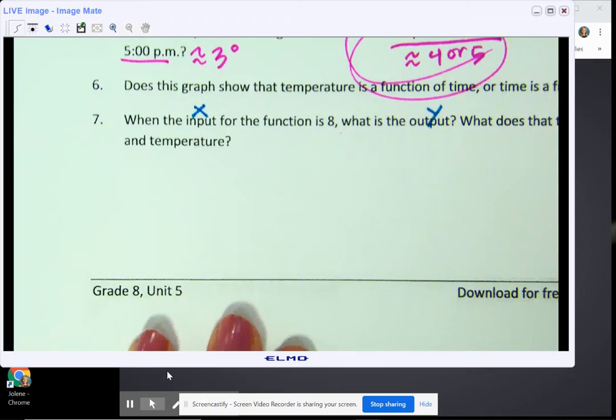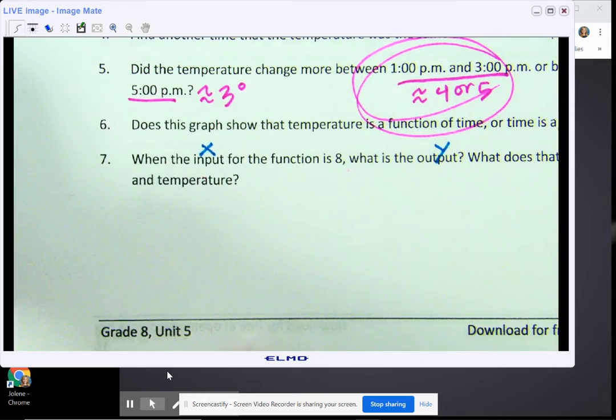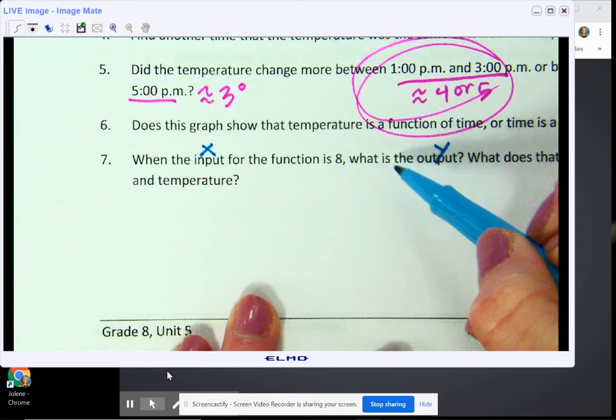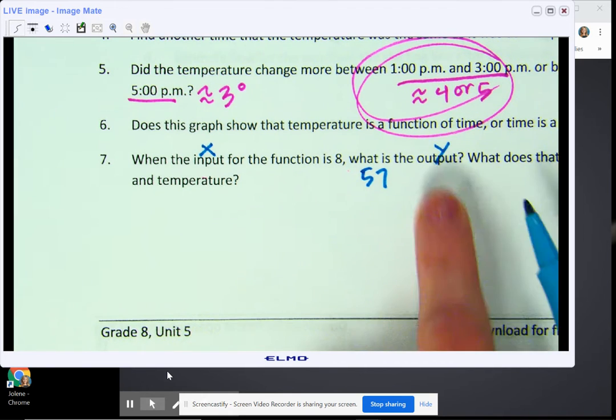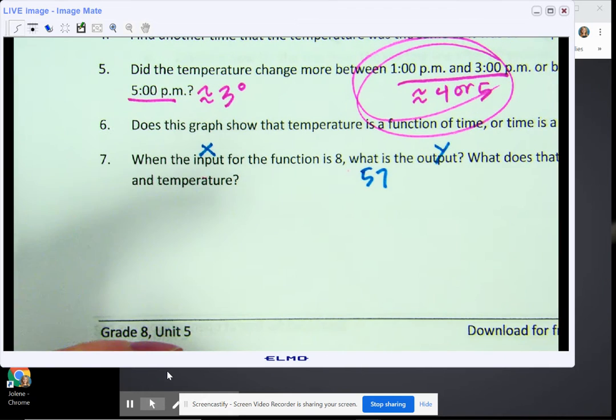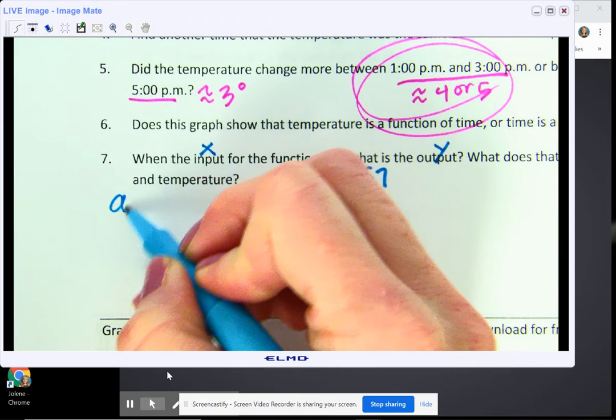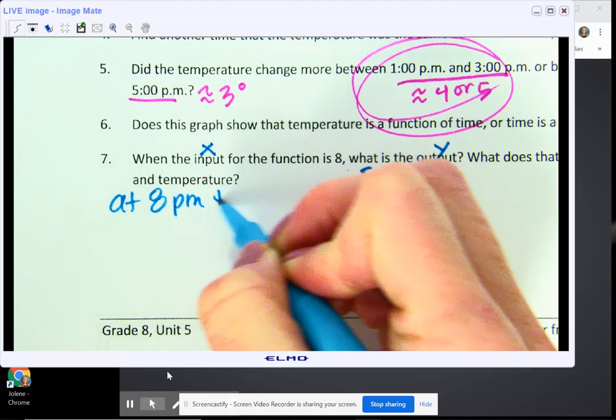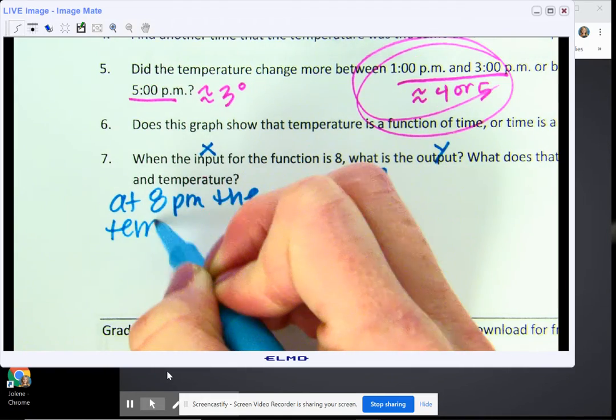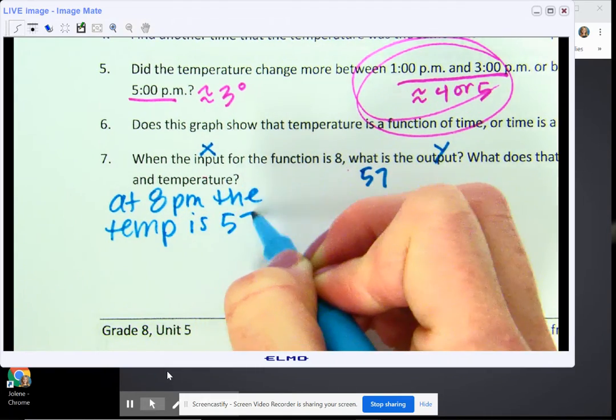So when the input of the function is 8, the output is 57. What does that tell you about the time and temperature? Well, that tells us that at 8 o'clock, the temperature is 57 degrees. So at 8 p.m., the temp is 57 degrees.